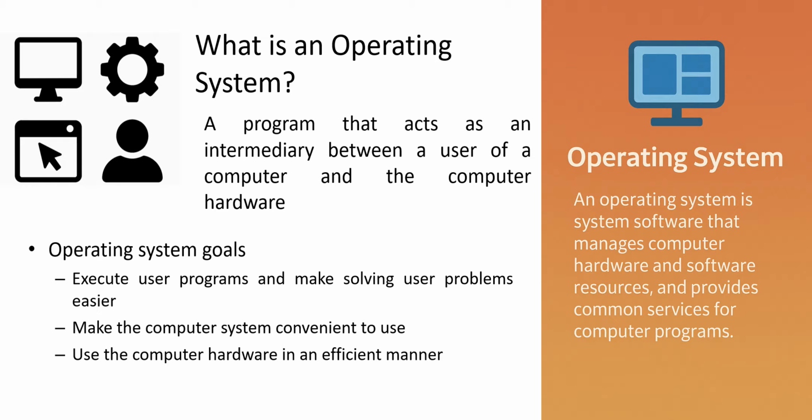computer programs. Every operating system is built around three core goals. First, it needs to execute user programs and make solving user problems easier. Second, it needs to make the computer system convenient to use. And third, it needs to use the computer hardware in an efficient manner. Keep these three goals in mind. They are really the philosophy behind everything an OS does.